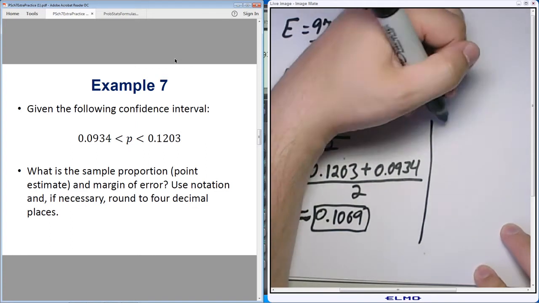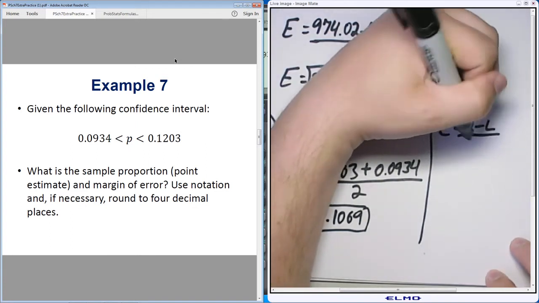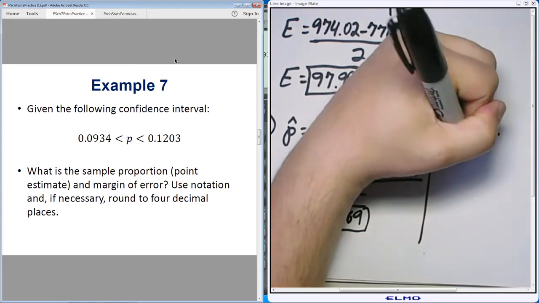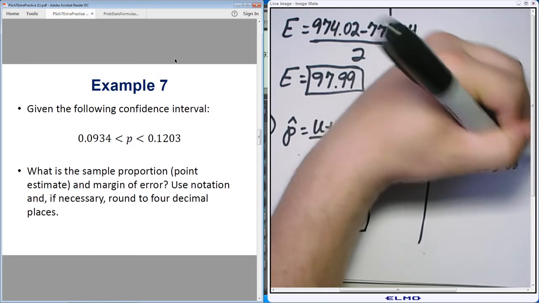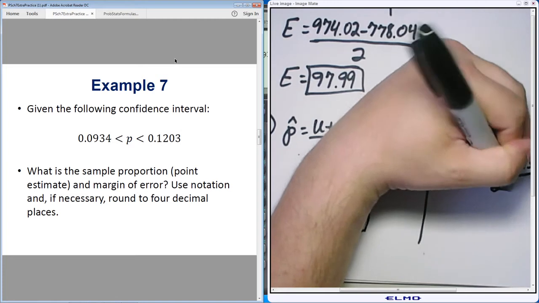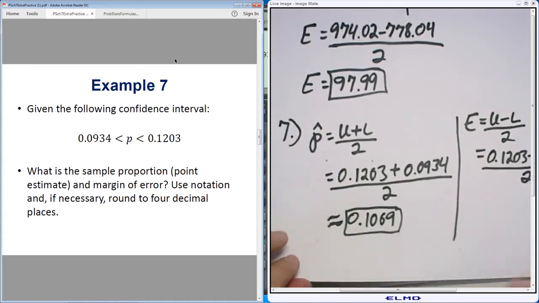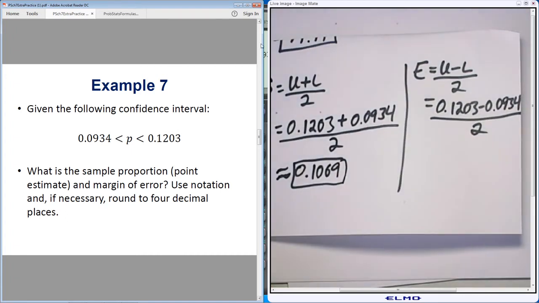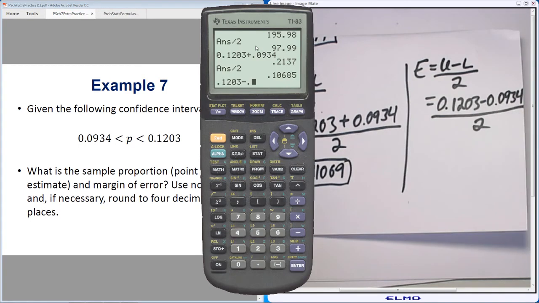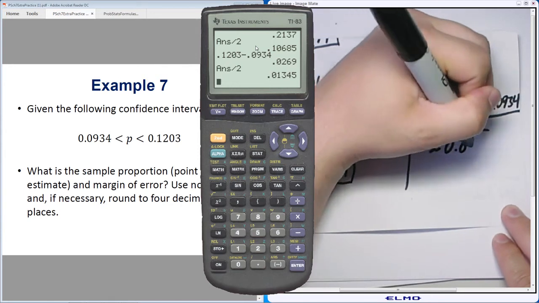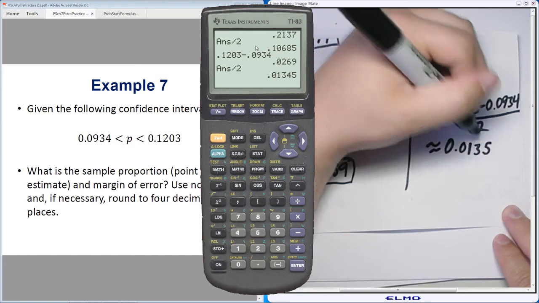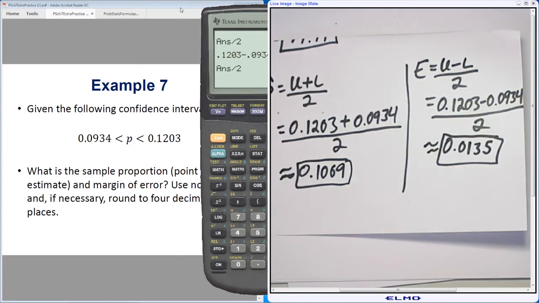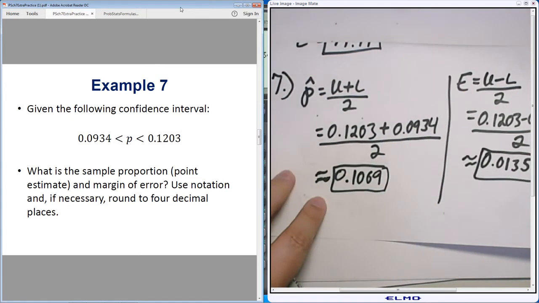Now for the margin of error, similar deal, just going to subtract instead. 0.1203 minus 0.0934 like that, over 2. Move that over to where you can see it. And you can see what's going on. Divided by 2 and round to 4 decimal places, I get about 0.0135, and that's it. So for number 7, there's my p hat and E.